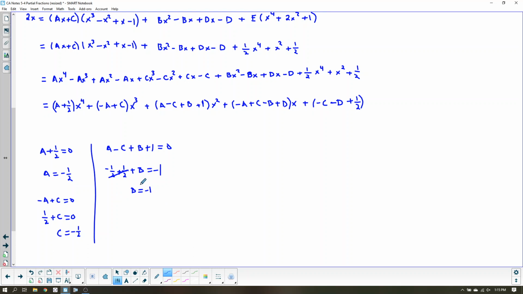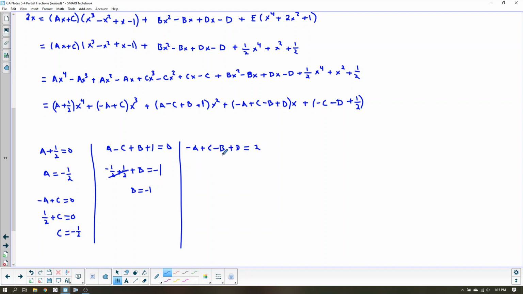All right, so we have the value of b. Okay, a, c, b, move on to the next one. Now this one, we do have an x term up here. So this expression's not 0, it's actually equal to 2. So negative a plus c minus b plus d equals 2.